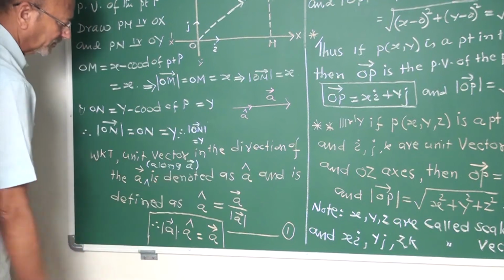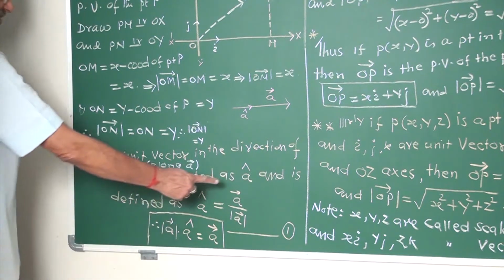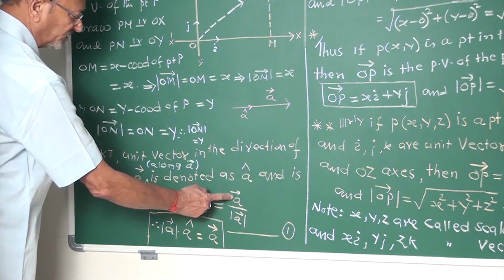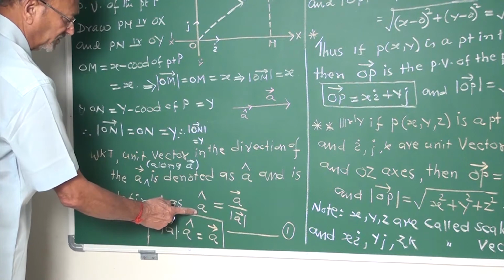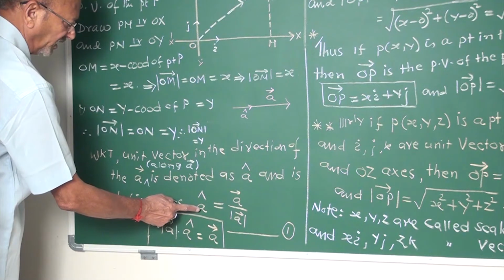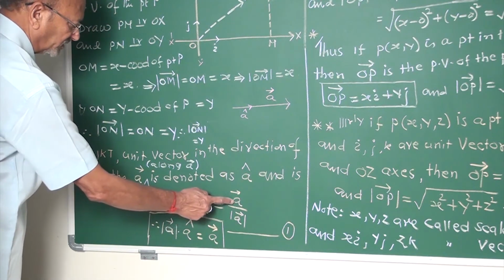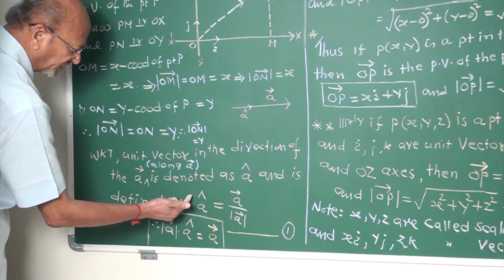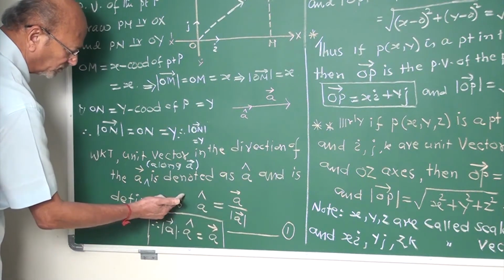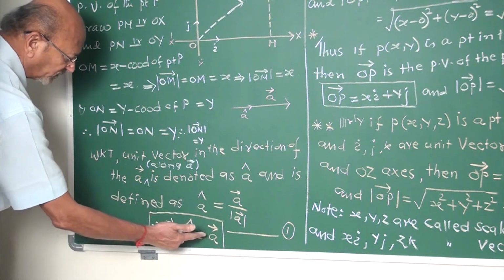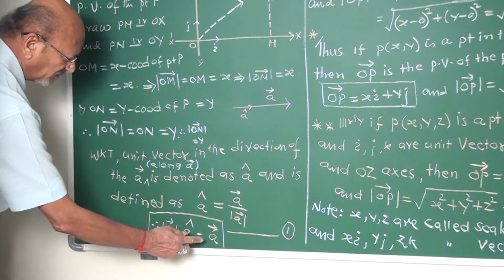The unit vector along the vector A is denoted as A cap and is defined as A cap equal to vector A divided by its magnitude. Definition: A cap equal to vector A divided by its magnitude. It is a unit vector in the direction of vector A. From this you can bring this side: magnitude of the vector A into unit vector is vector A.